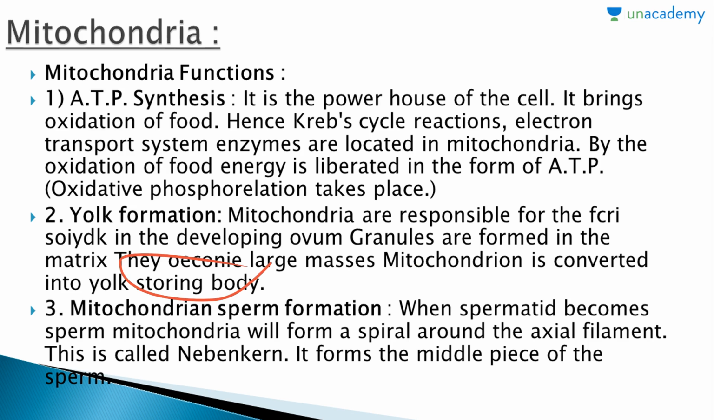Next we have mitochondrial sperm formation. When the spermatid becomes a sperm, the mitochondria form a spiral around the axial filament. This is called the Nebenkern. It forms the middle piece of the sperm. So this is also helpful in providing energy to the moving sperm.